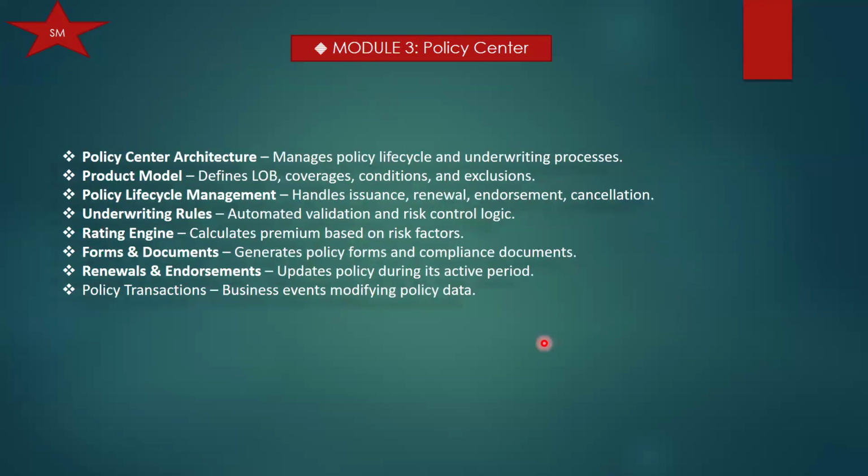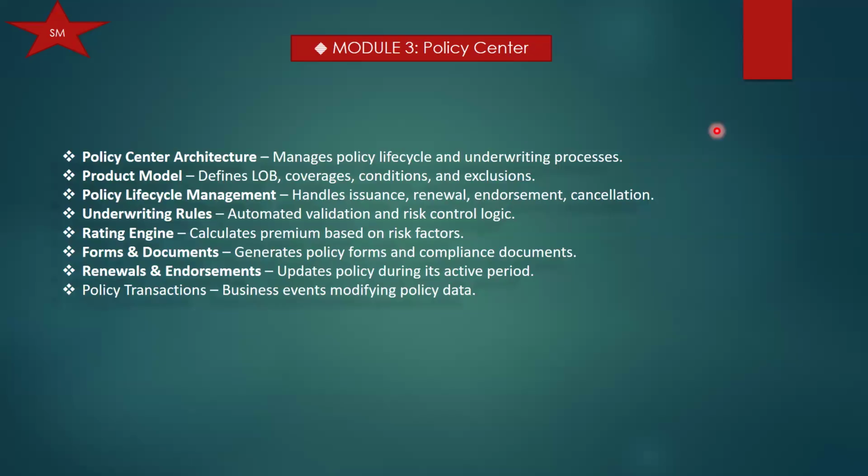Now, module number 3. Module number 3 is PolicyCenter. It is very important. PolicyCenter architecture basically manages the policy life cycle and the underwriting process. So when I say manage the policy cycle and underwriting process, the steps involved in the policy cycle I explained already in the previous slide, and the underwriting process also I have explained. So now the first is the product model. What is the product model? The product model defines lines of business, LOB, coverages, conditions, and exclusions. Those are under the product model.